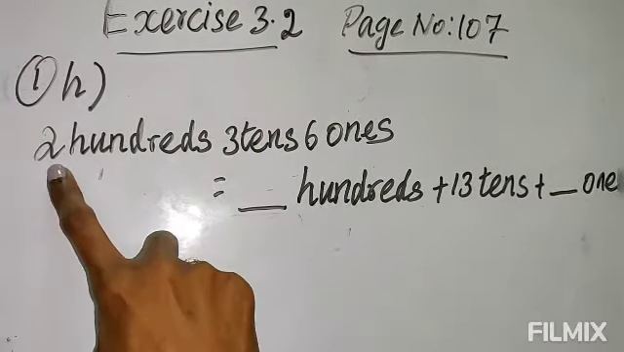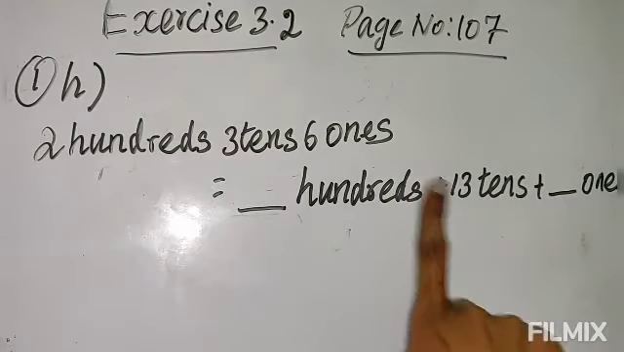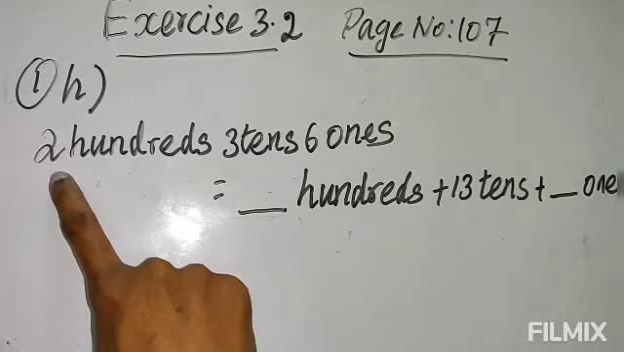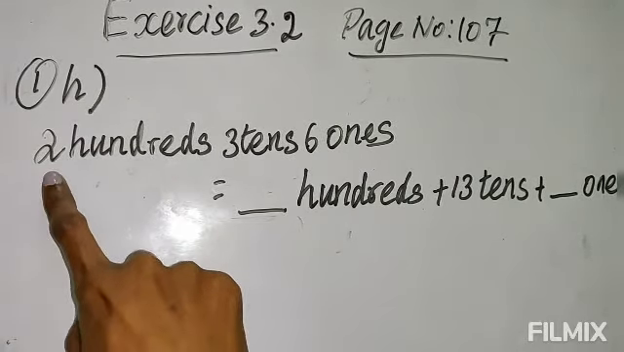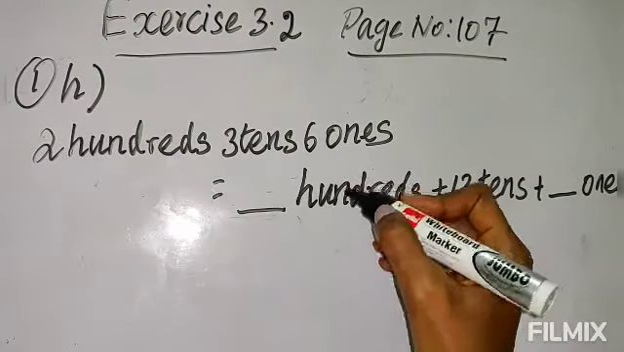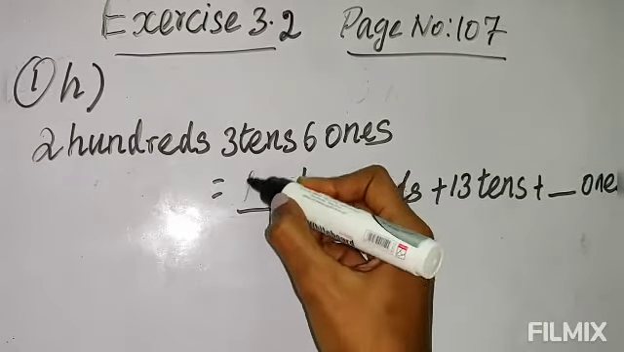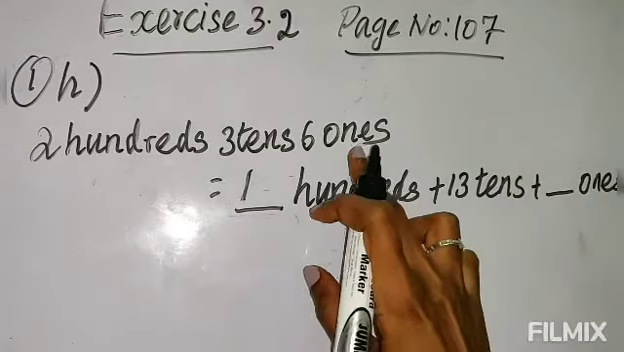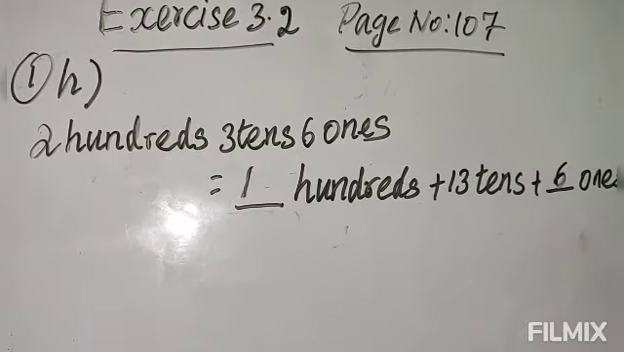Now we have to adjust and write. Since they have borrowed, they have adjusted and written here 13 tens. Since 1 was given from the 200s, how many will remain? Now only 100 will remain. So in the blank you will write just 1, that's all. Again there is no other borrowing, so 6 ones will remain as it is, 6.